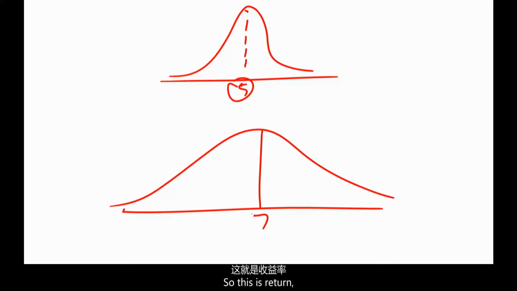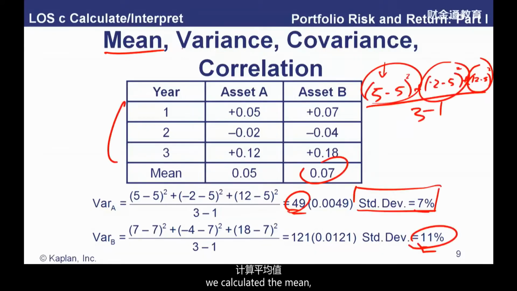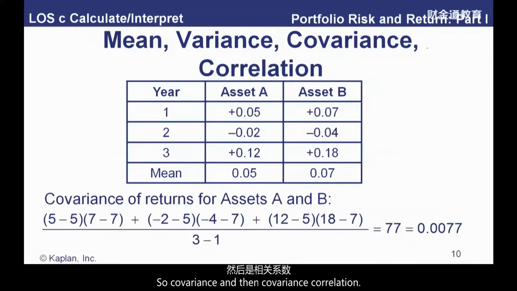So this is return, and the spread, the standard deviation, which measures the spread, is the way we denote risk for portfolio management and generally in finance. All right, so what we've done is we calculated the mean. Now we've calculated the variance. Let's move to covariance, and then covariance to correlation.